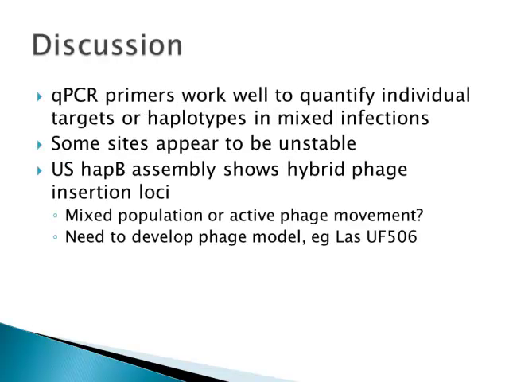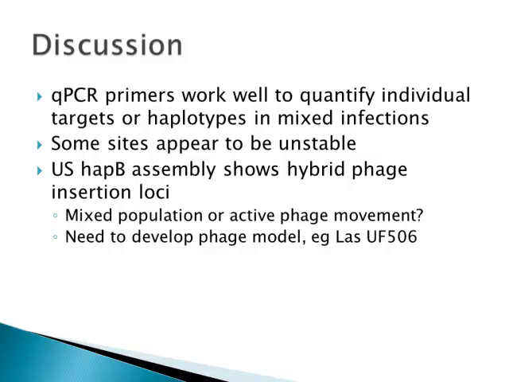So our discussion: qPCR primers work to quantify individual targets. Some of our sites are unstable. In our haplotype B assembly, we look at the phage insertion points because we have really good phage structure, and we can see that at some of those loci they have phage or they don't. So you can see where it will read out of the core genome and into the phage, or it will read straight across the core genome and skip the phage entirely. So our big question is, do we have a mix of Liberibacter populations or genomes, or do we actually have the phage actively moving in and out at those locations? And so that will be tested in the future.